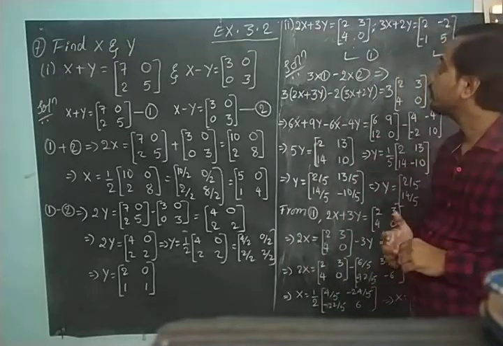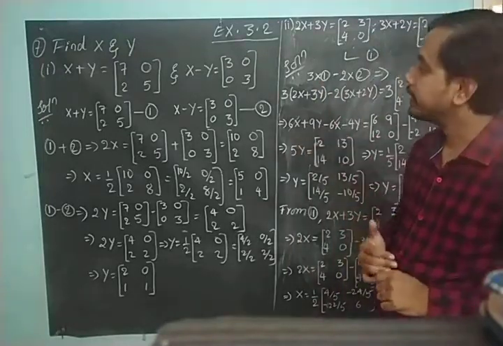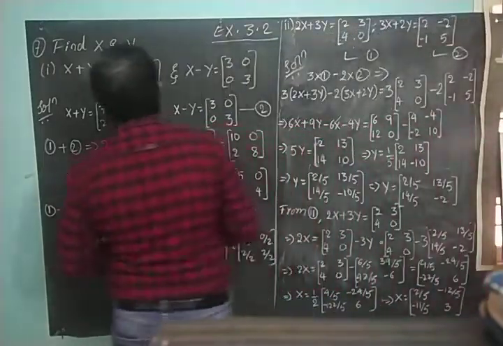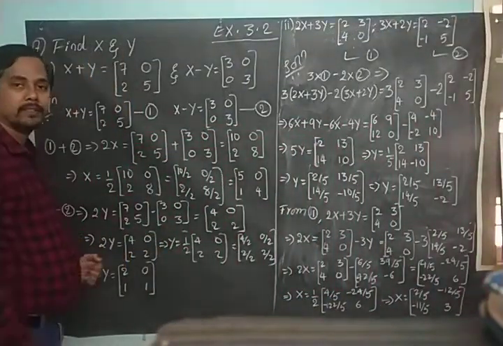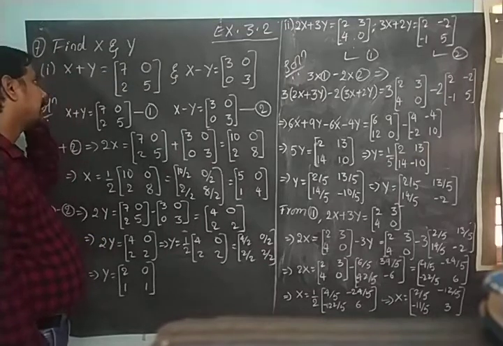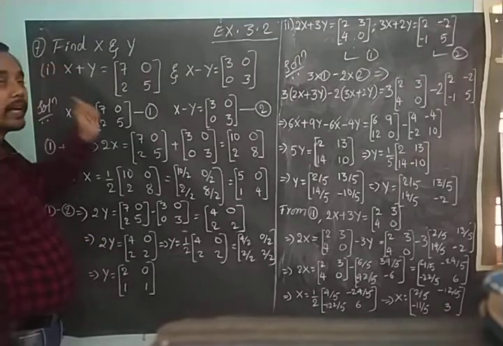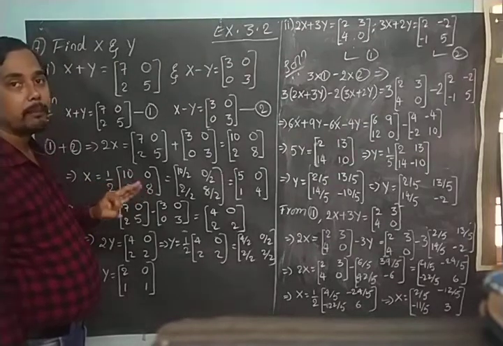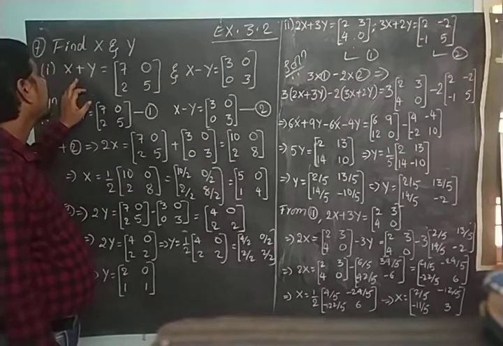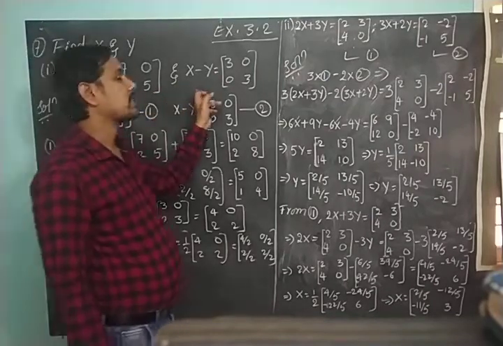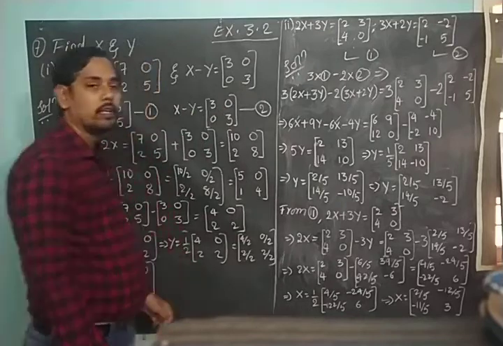Okay, so let us continue with today's problem, that is, the 7th problem. Find x and y. This type of problem we have already solved. Here x and y are matrices. So x plus y is given, that is [7 0; 2 5], and x minus y is given as [3 0; 0 3].